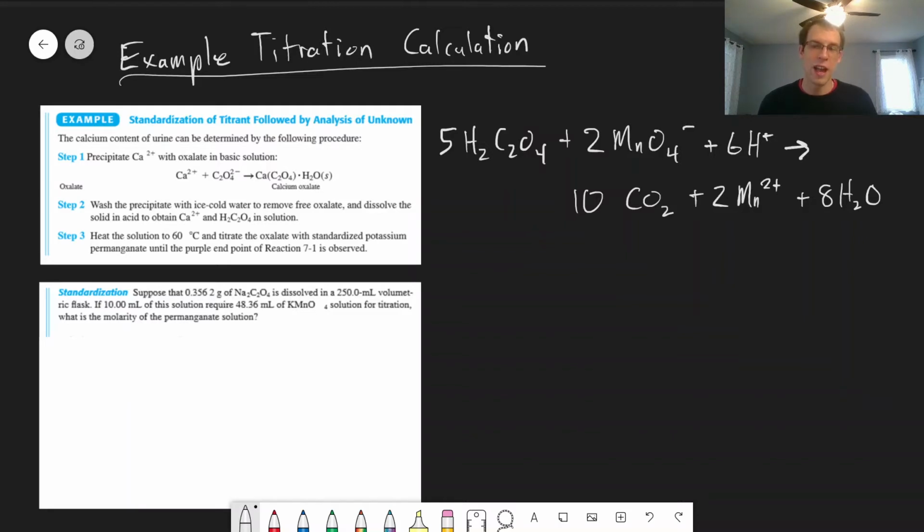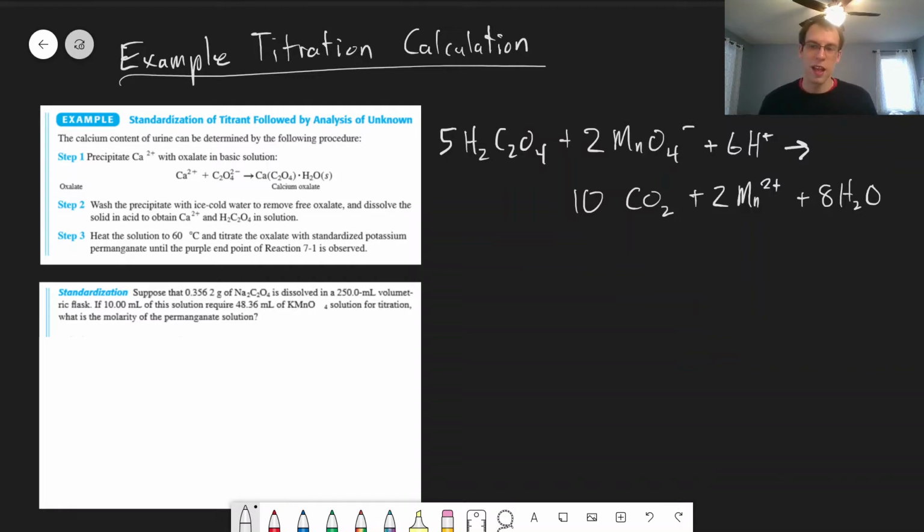And then what we're going to analyze is actually the oxalate. So we're going to titrate oxalate with permanganate, and that's standardized, and it'll reach an endpoint that's purple, and that's what we see. So the first step of this is that we need to standardize our permanganate solution.